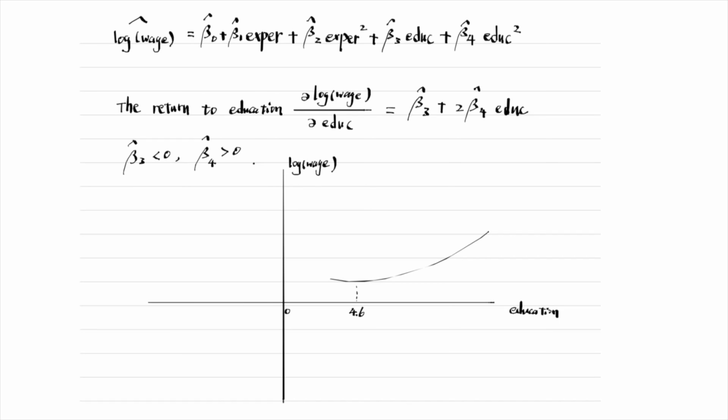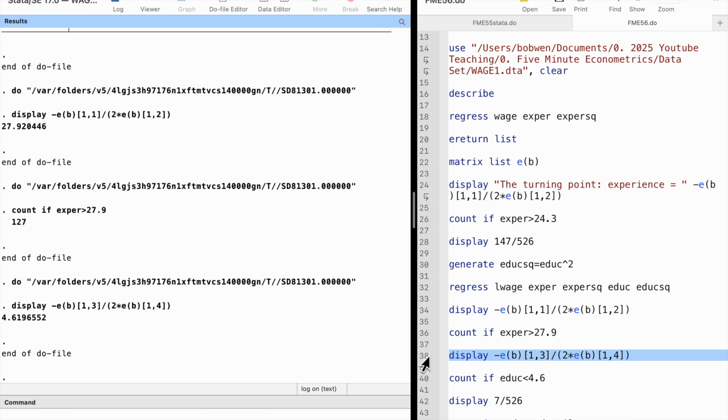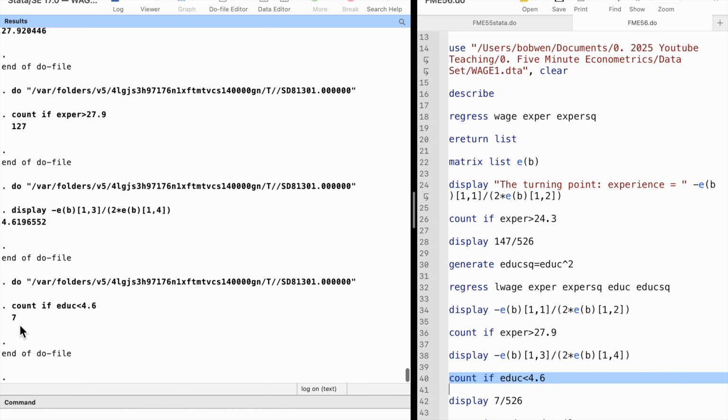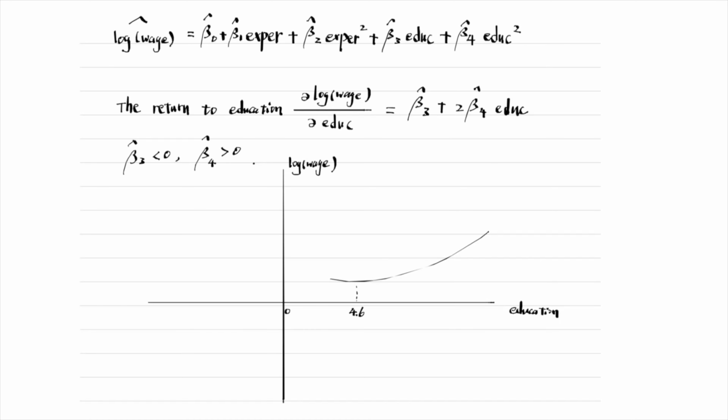We can also find the turning point. It is at 4.6 years of schooling. Only 7 individuals have received an education of fewer than 4.6 years, about 1% of the sample. It is so small that the quadratic to the left of 4.6 can be ignored. Education exhibits an increasing marginal effect on the hourly wage.